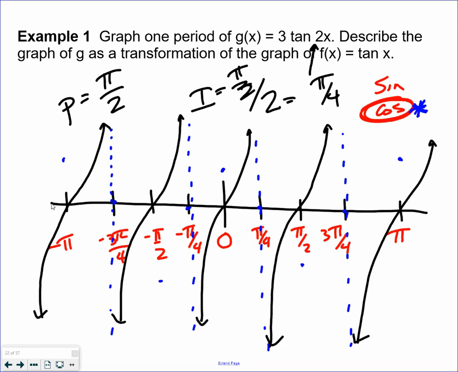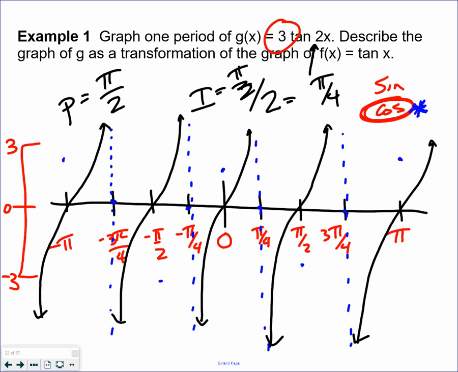The last thing is the 3 out in front. Nothing is being added or subtracted, so 0 is the midline. And just to give you a point of reference, this would go up to 3 and down to -3. Again, there is no amplitude with tangent because it goes above that and it goes below that.